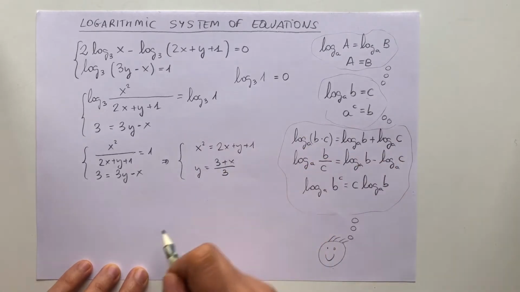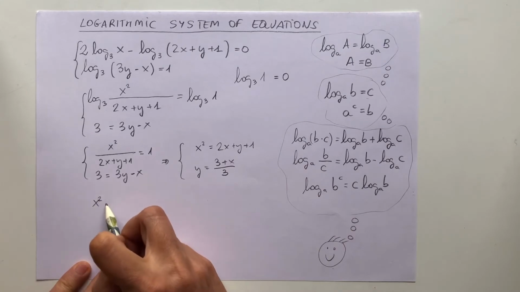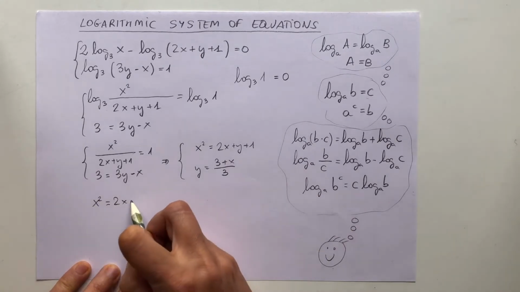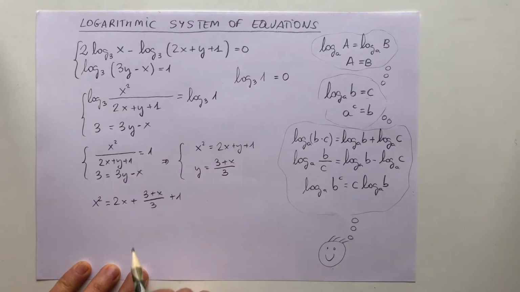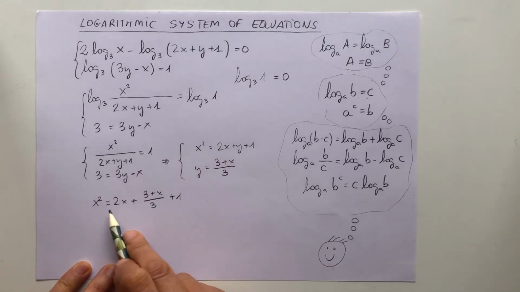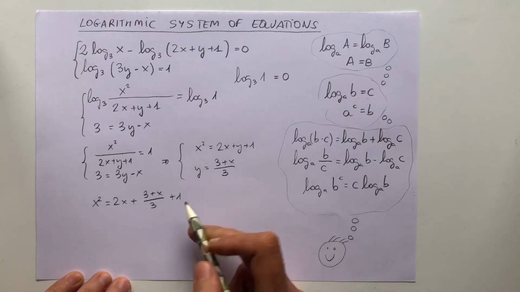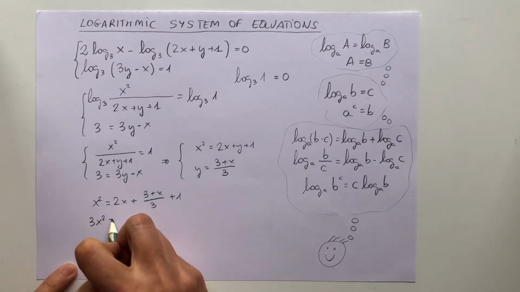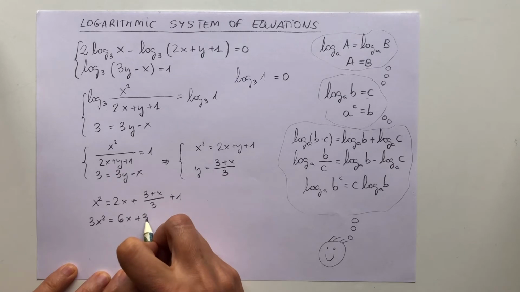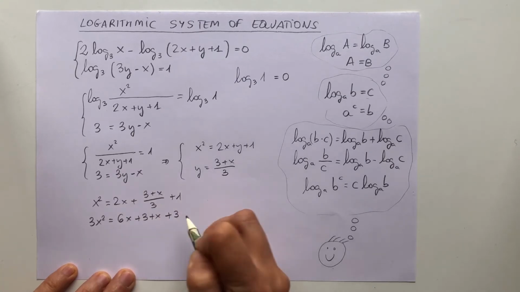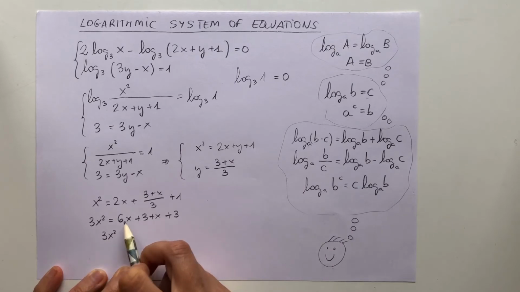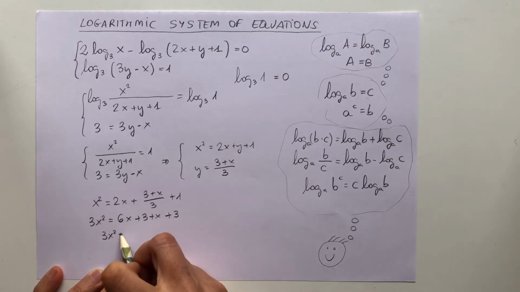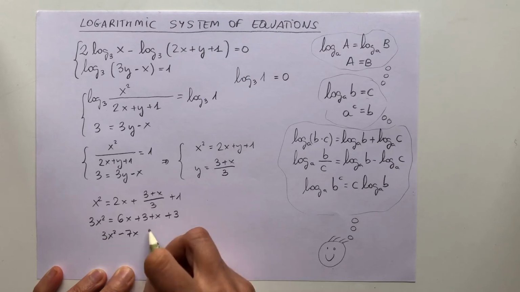All right, let's place it here. And we would have x squared equals 2x plus (3 plus x over 3) plus 1. To get rid of this denominator, we are going to multiply the whole equation by 3. And we would have 3x squared equals 6x plus 3 plus x plus 3. Let's organize this equation. We would obtain 3x squared, 6 plus 1, 7, so minus 7x to the other side, and minus 6 here.